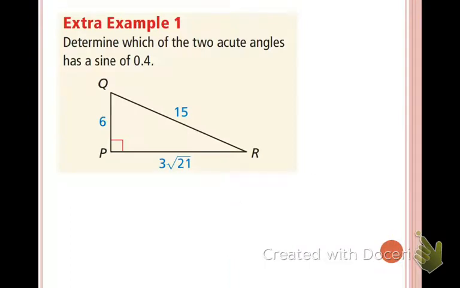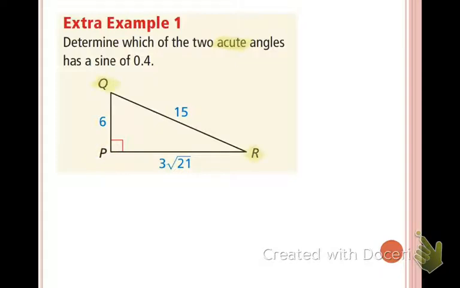This was on the test. It was on the quiz. Determine which of the two acute angles has a sine of 0.4. What does acute mean? Less than 90. So is angle P going to be an answer? No, it is not. So it's either Q or R.